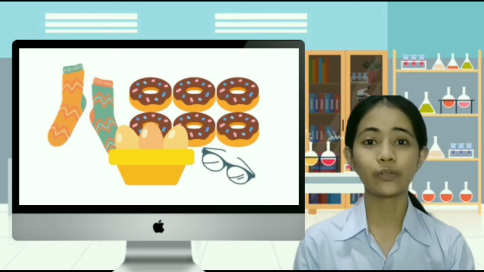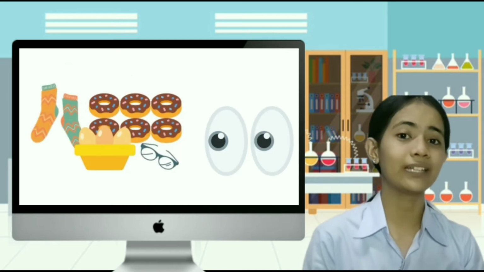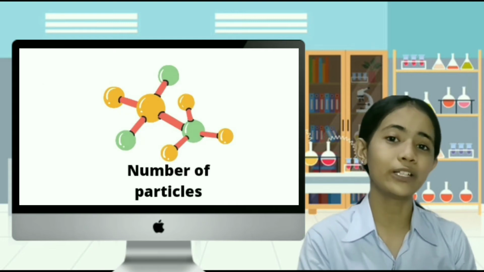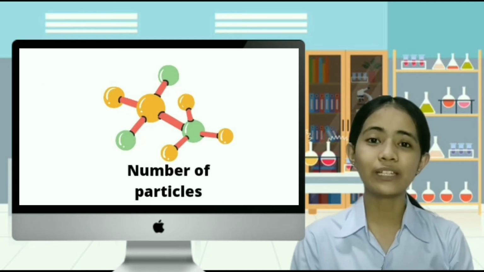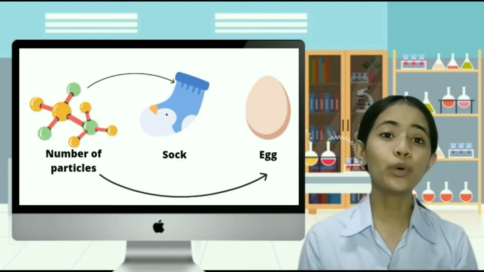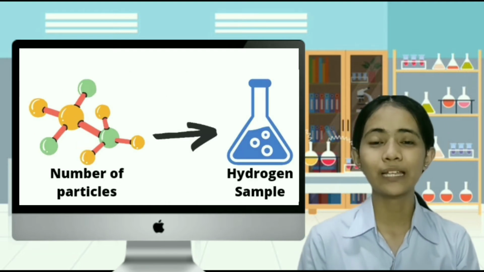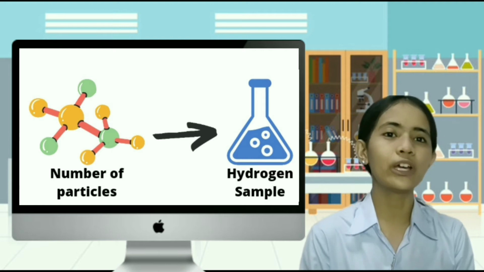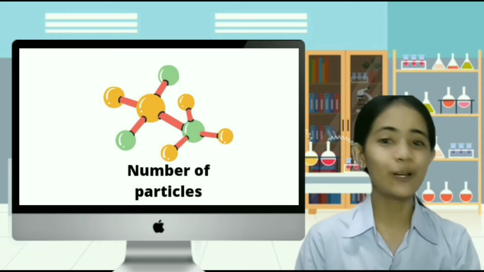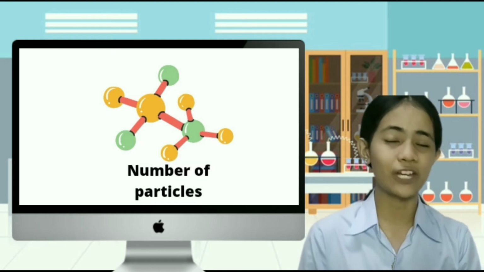Now, these words or terminologies are used in matter that we can easily count by our naked eye. But what if we were asked to count the number of particles or atoms within a sock or an egg? Pretty challenging. Or what if we were asked to count the number of atoms within a hydrogen sample? Now again, this is quite challenging, for we know that the number of atoms and the number of particles or the number of molecules within a certain type of matter is very, very large.